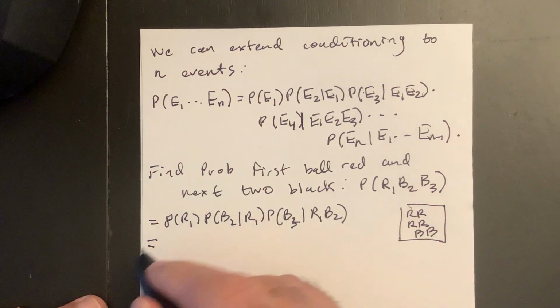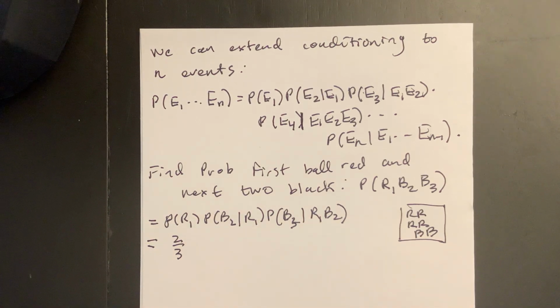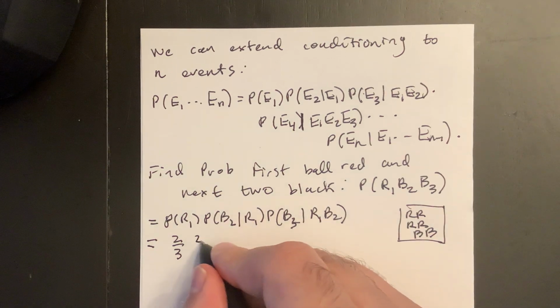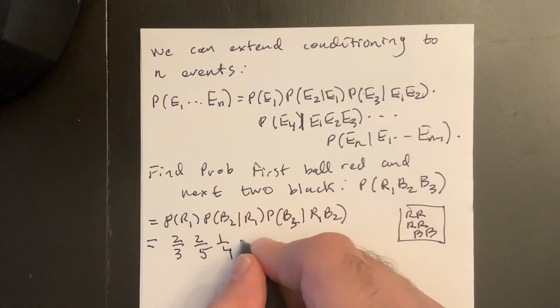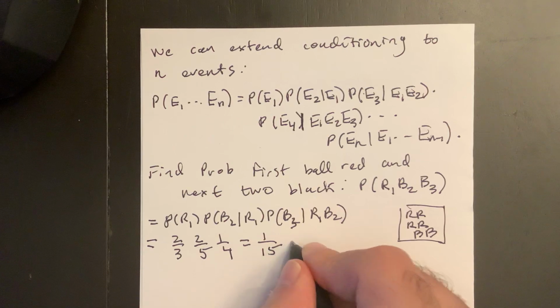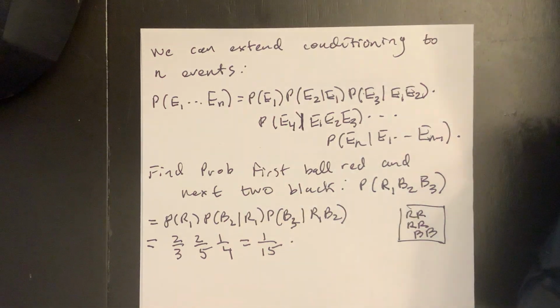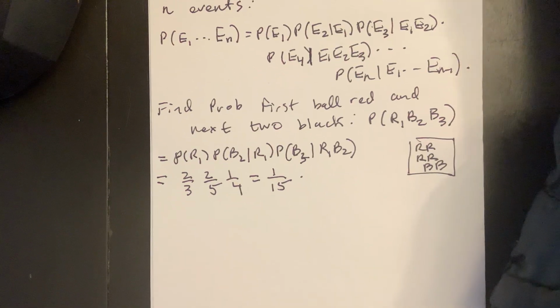So what do we have? Probability of R1, 2/3. Probability of B2 given R1: 2 blacks out of 5 balls, so 2/5. Probability B3 given R1 and B2: now there's only 1 black and there's 3 reds, so 1/4. So we could just do it like this. Maybe it's much easier, so you get 1/15.